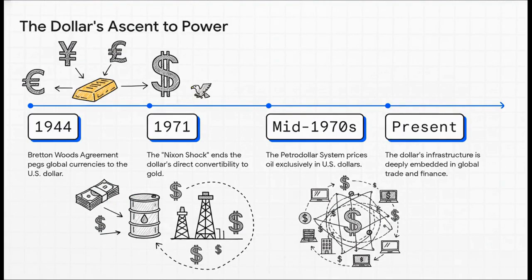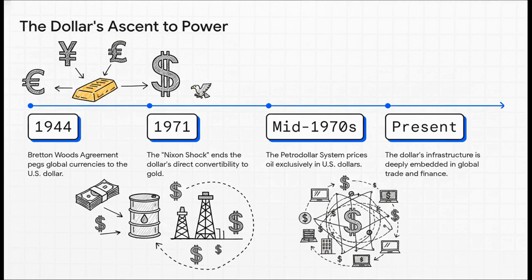All right, so the story really kicks off in 1944. World War II is ending, and global leaders get together for what's called the Bretton Woods Agreement. They decide to peg all their currencies to the US dollar, which itself was pegged to gold. Bam! The dollar is now the anchor for the entire global system.